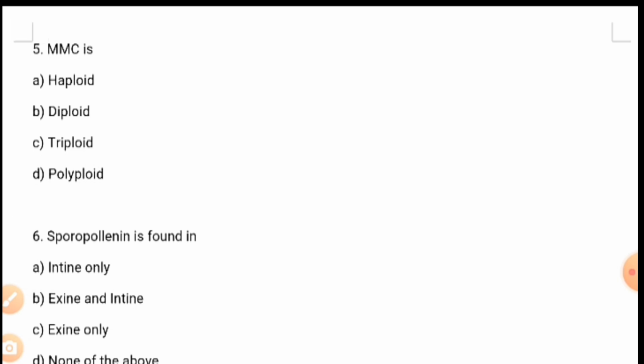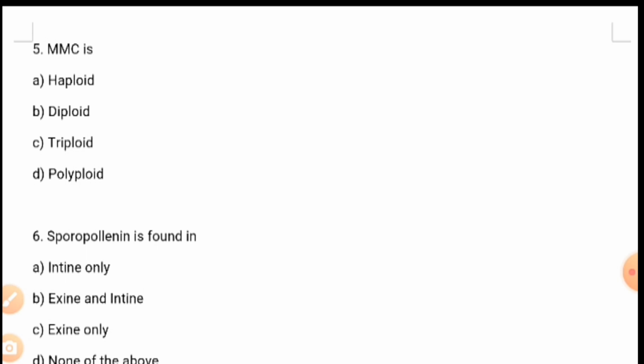Now, on your screen, problem number 5, MMC. It means that it may be microspore mother cell or megaspore mother cell. So MMC is option A haploid, option B diploid, option C triploid, and option D polyploid.